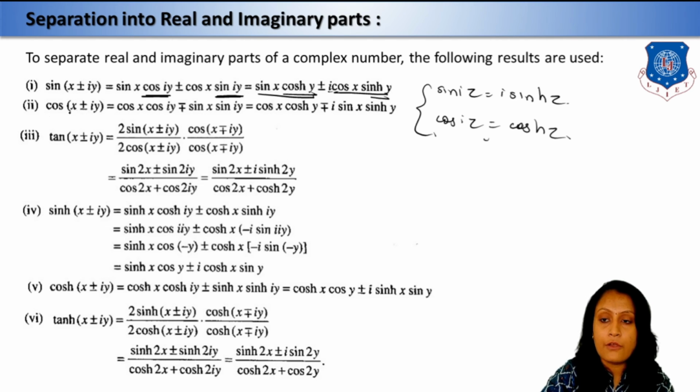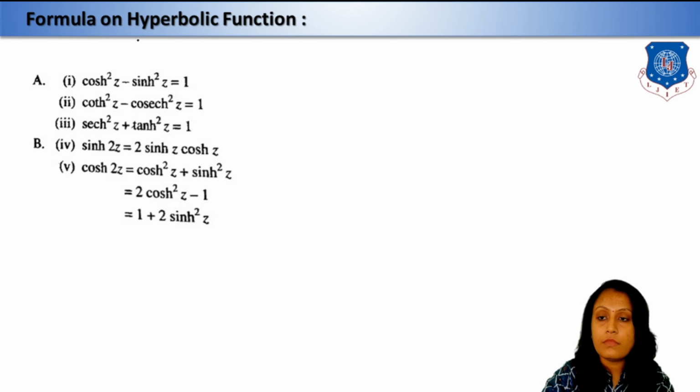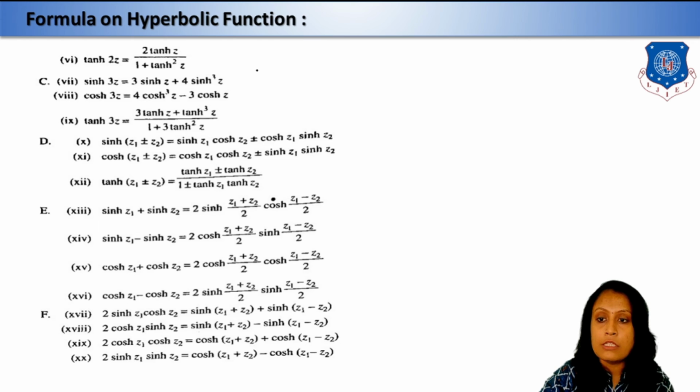Similarly, here we will apply the cos alpha plus or minus beta formula. Again, in place of cos iy we will write cosh y, and in place of sin iy we will write i sinh y, and we can separate the real and imaginary parts. Again using these two results we can derive the following result. All right, now there are a few formulas on the hyperbolic functions. This is the formula of sinh 2 theta and cosh 2 theta, just in the hyperbolic form. Also we have this formula which we have to remember.